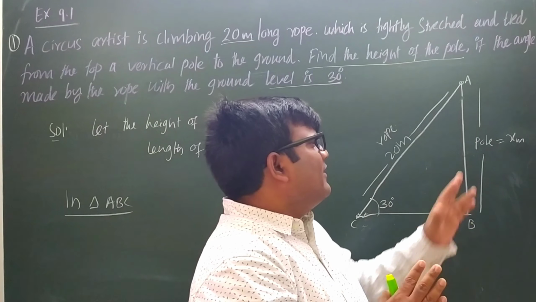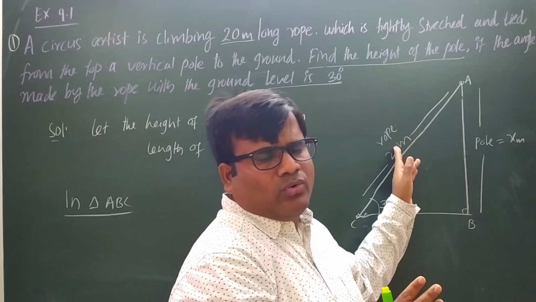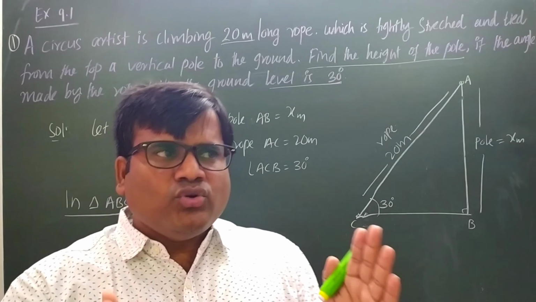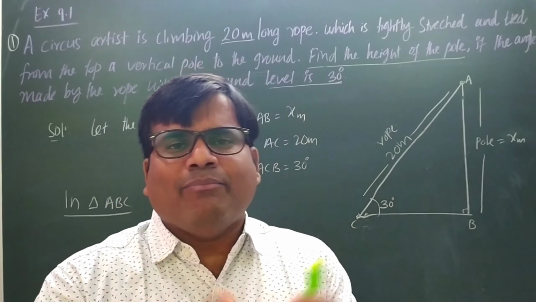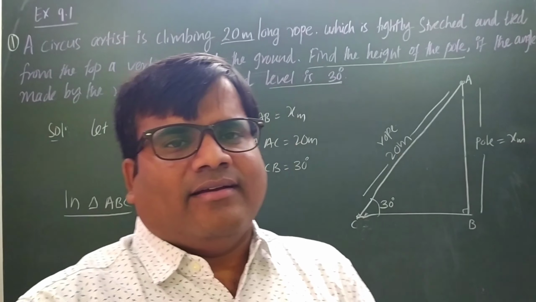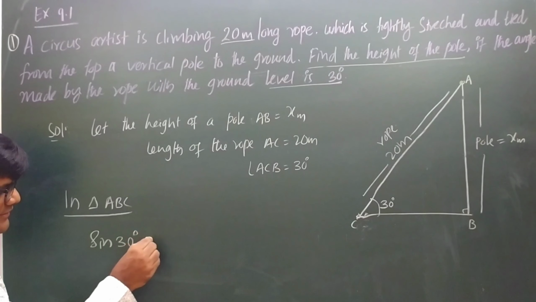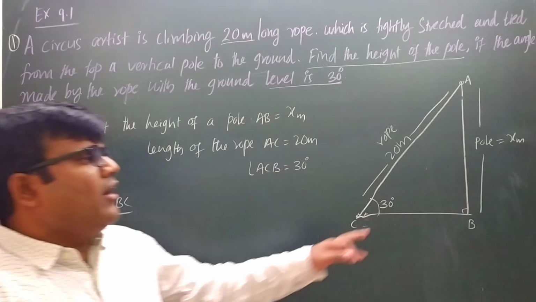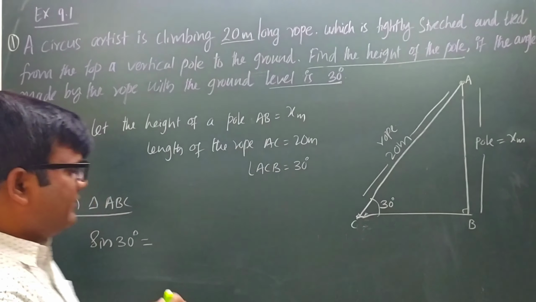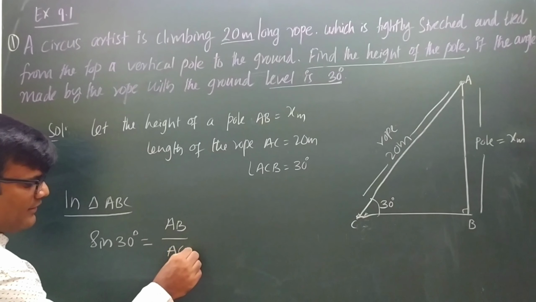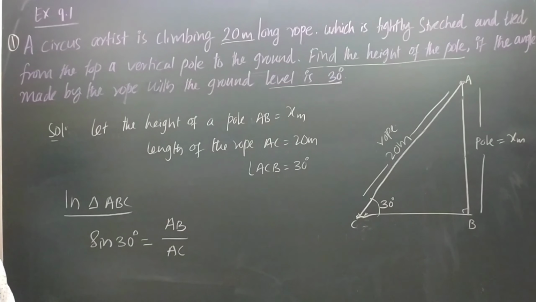So here we should take the ratio between the unknown and known sides. The unknown side is opposite, the known side is hypotenuse. The ratio between opposite and hypotenuse is called sin theta. So now you take sin 30 degrees. Sin 30 degrees is equal to opposite by hypotenuse. That is AB by AC. Already we know the value of sin 30. Sin 30 is 1 by 2.